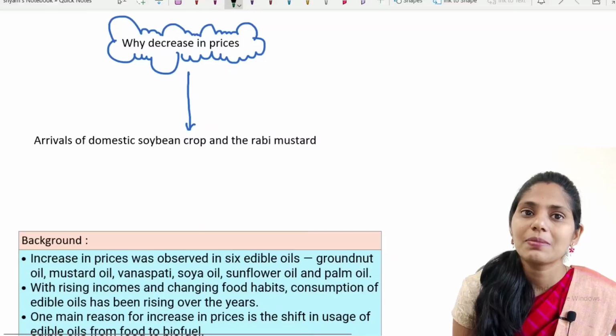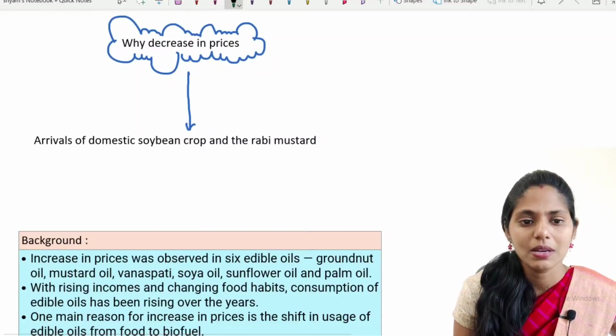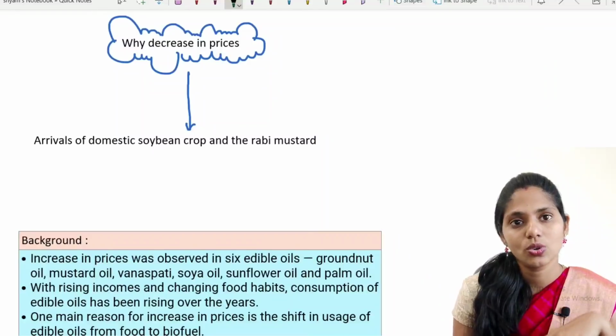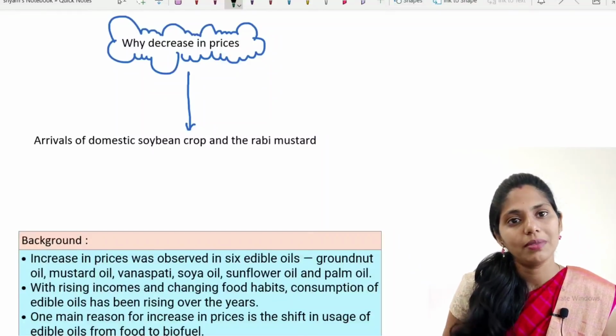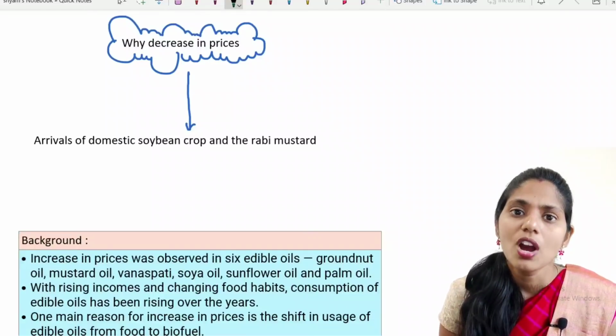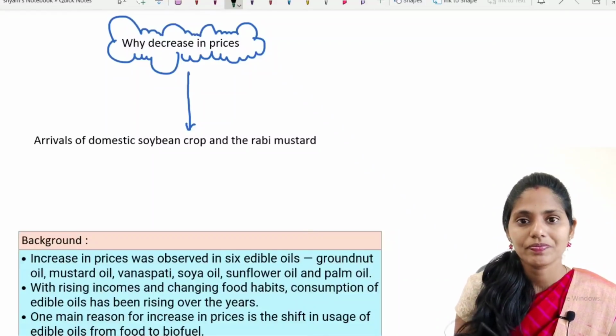So why can we expect a decrease in price by December? Because of arrivals. We are going to get the domestic soya bean crop and also the rabi mustard crop. Because of this, we can expect some decrease in oil prices by December.